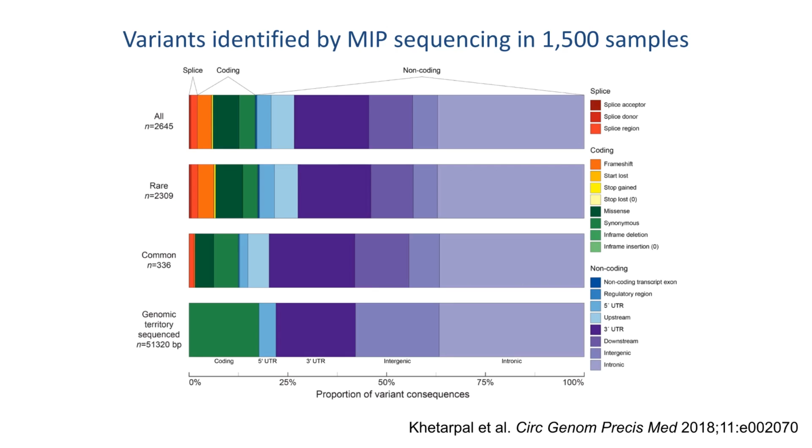The MIP sequencing identified a total of 1,956 single nucleotide polymorphisms, or SNPs, and 689 distinct insertion or deletion events, or indels, for a total of 2,645 variants. The vast majority of these variants were rare. More than 2,000 of the variants were novel, that is, they had not been previously annotated. The figure shown here summarizes other properties of the identified variants.